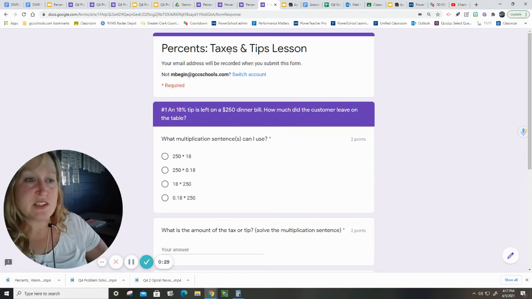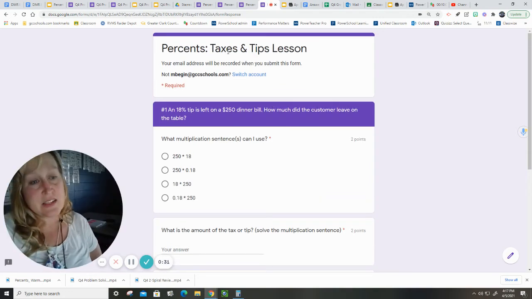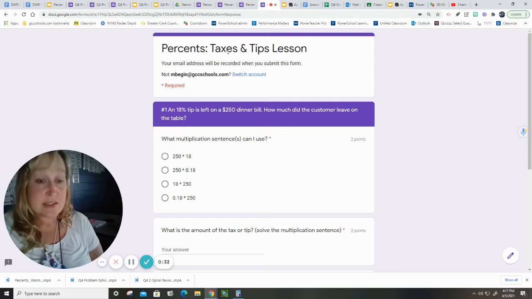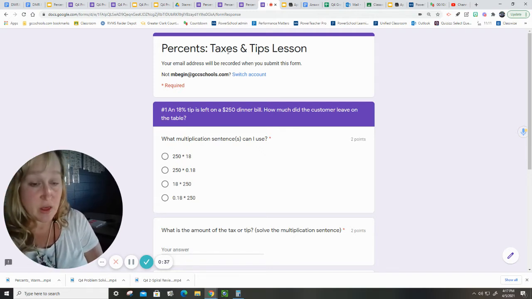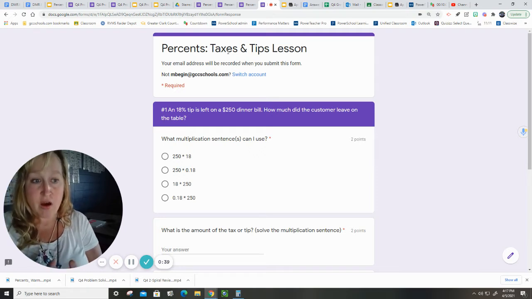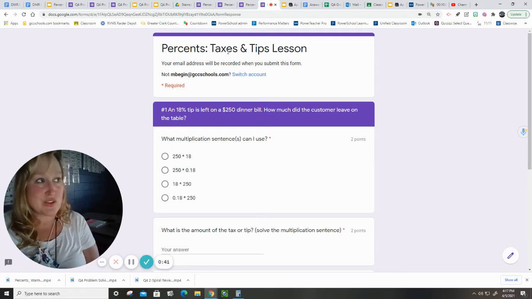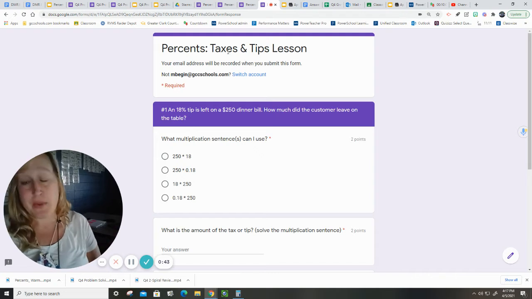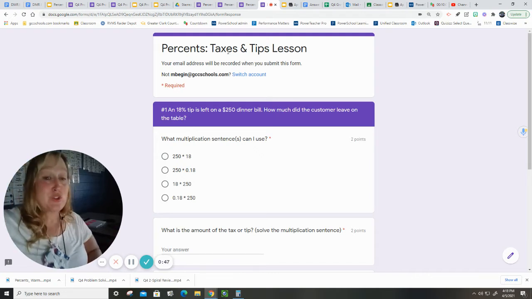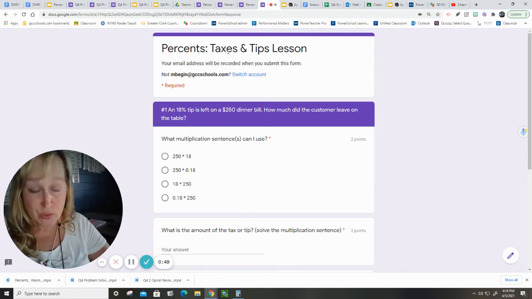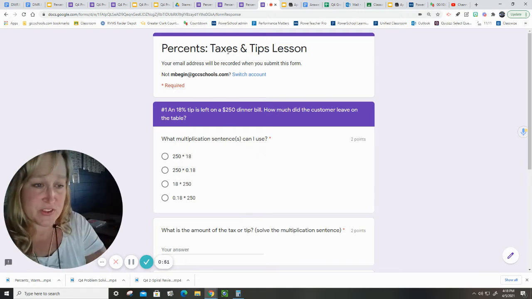So you'll notice in the title that it says taxes and tips. Taxes and tips will increase the cost of things like dinners or going shopping or anything like that. But that is an increase, which means that you're going to add to the total. So let's read the first thing.